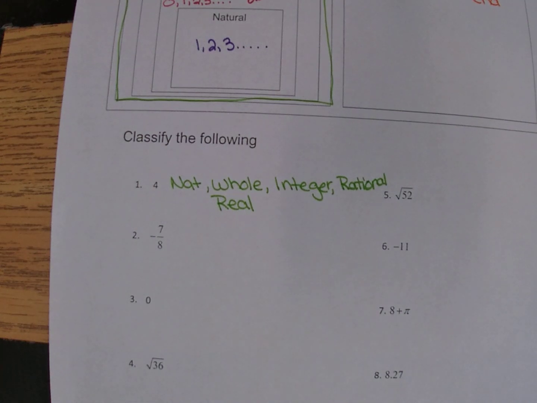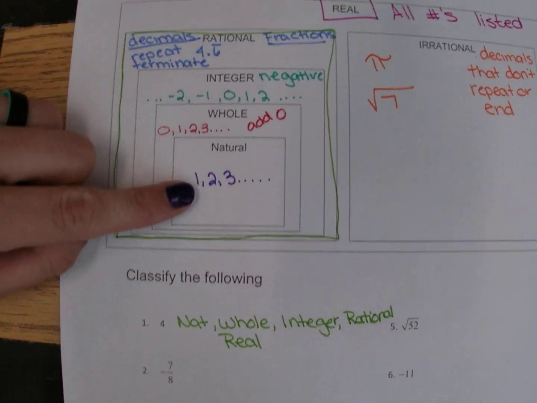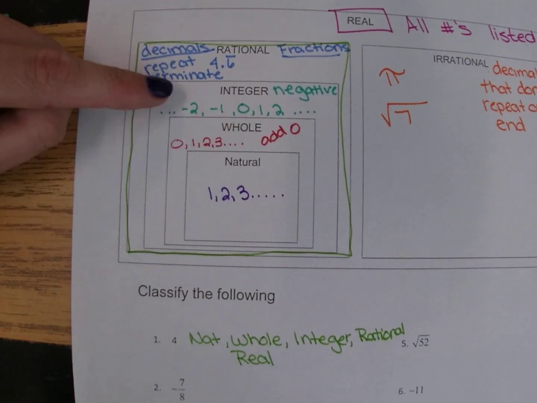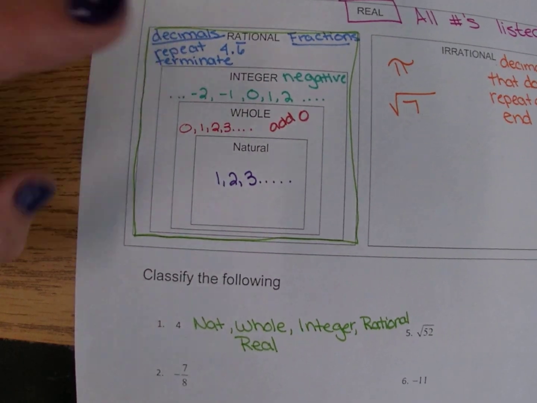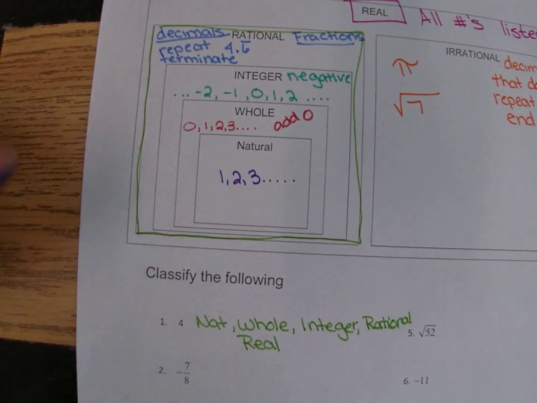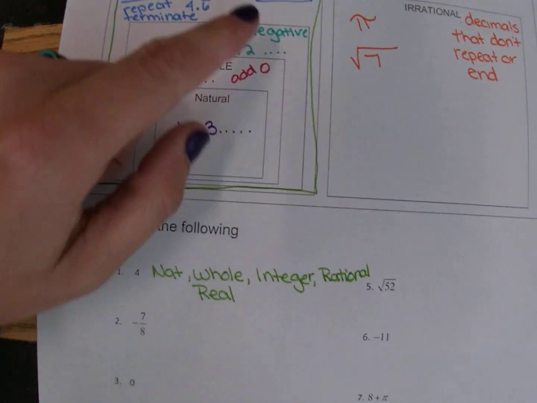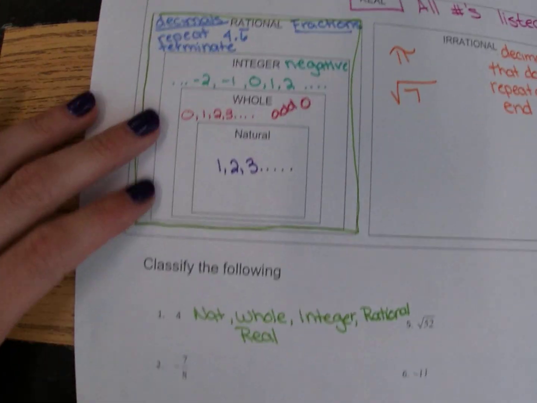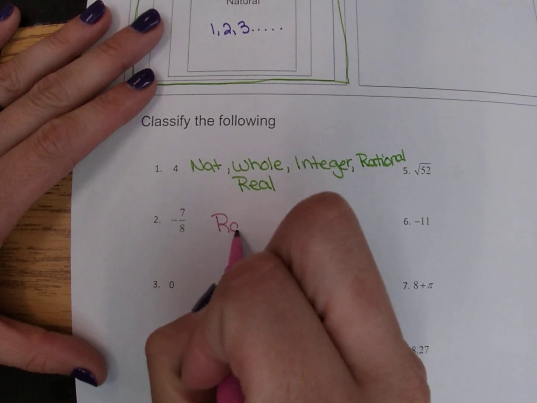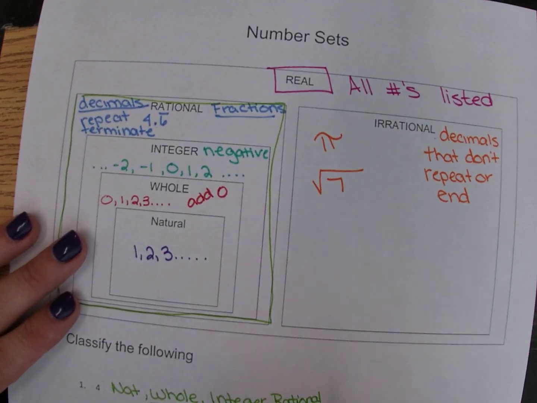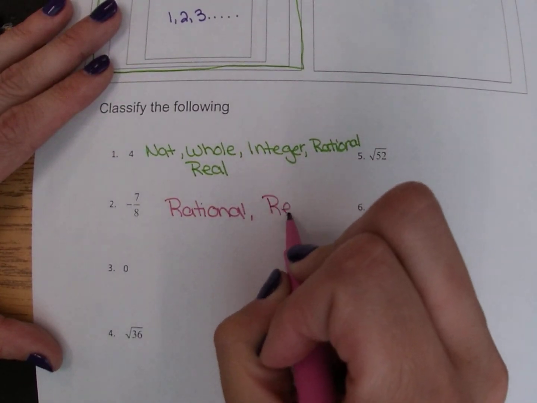Okay, so -7/8. If we start at natural numbers, is this a basic counting number? No, it's not. Is it 0? Have we added 0? No, it's not that. Is it negative or positive but no fractions included? No, it's not that. Is it a fraction or a decimal that repeats or terminates? Yes, it is a fraction. So we know that it is rational. And again, we are going to work our way up, so it is also real.